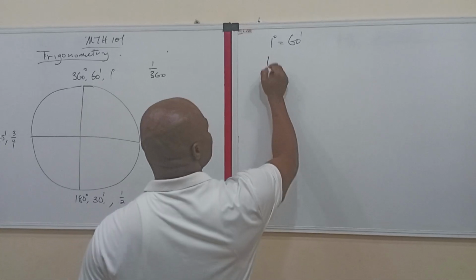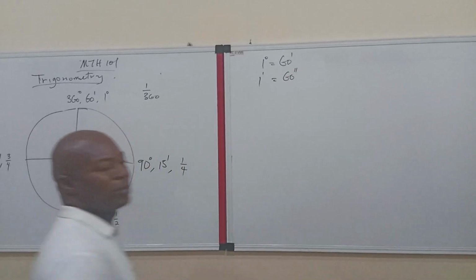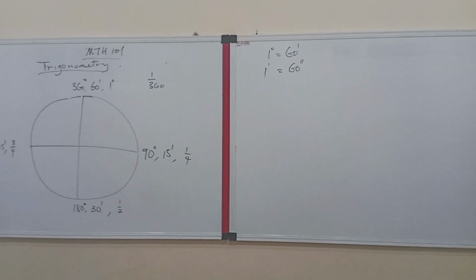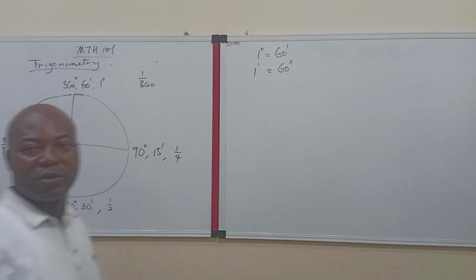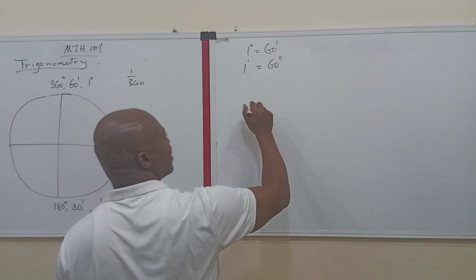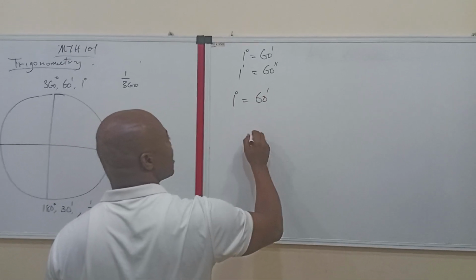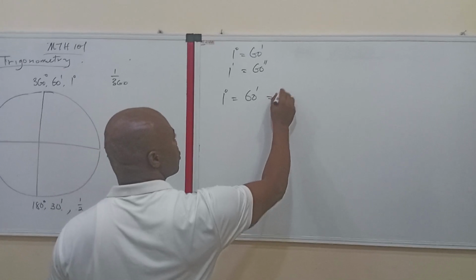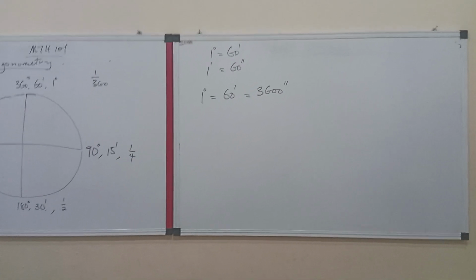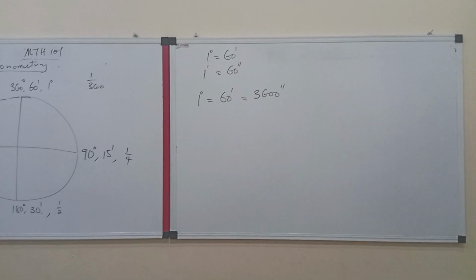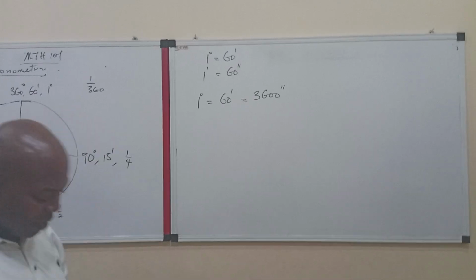Then 1 minute is also equivalent to 60 seconds. If that is true, then you can also talk about these seconds in terms of degree. So 1 degree is equivalent to 60 minutes, which is also equivalent to 3,600 seconds. That's the relationship between degree, minutes, and seconds.